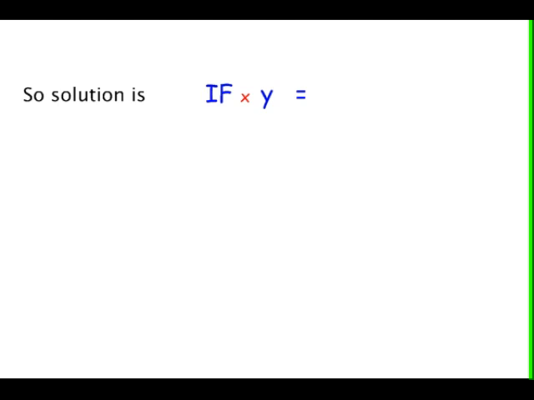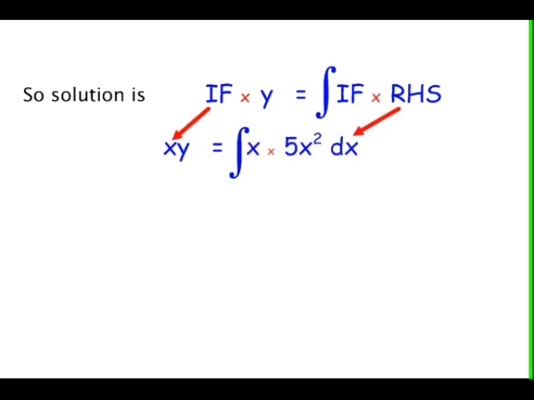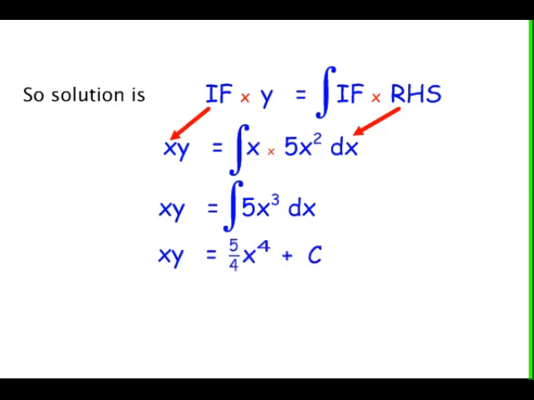Integrating factor times y is equal to integrating factor times the original right hand side. So that's x times y is equal to the integral of x times 5x squared dx. So xy is equal to the integral of 5x cubed dx. Integrating 5x cubed is 5x to the 4 divided by 4, or 5 quarters x to the 4 plus c. So xy is equal to 5 quarters x to the 4 plus c.